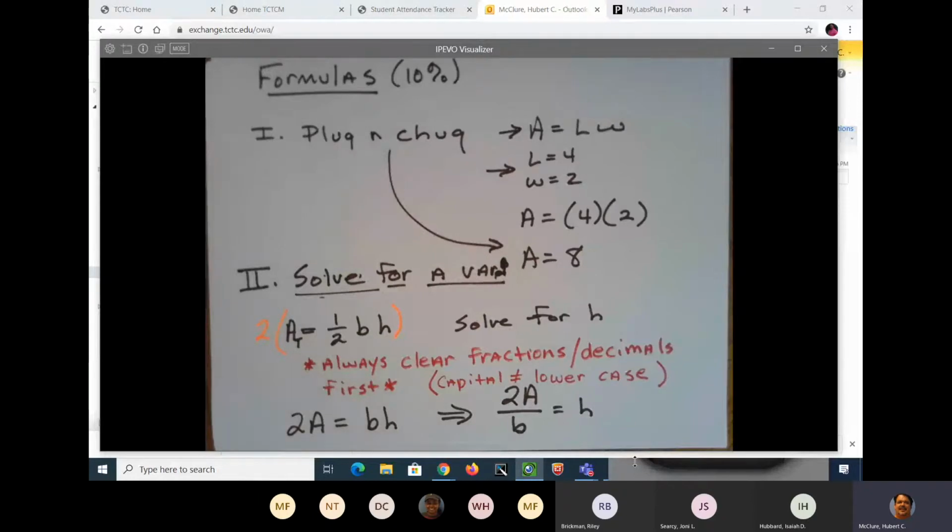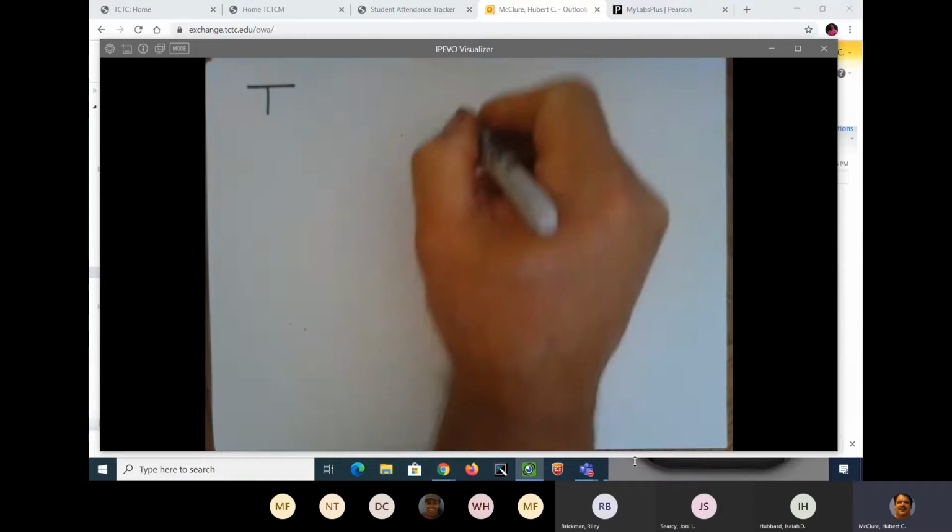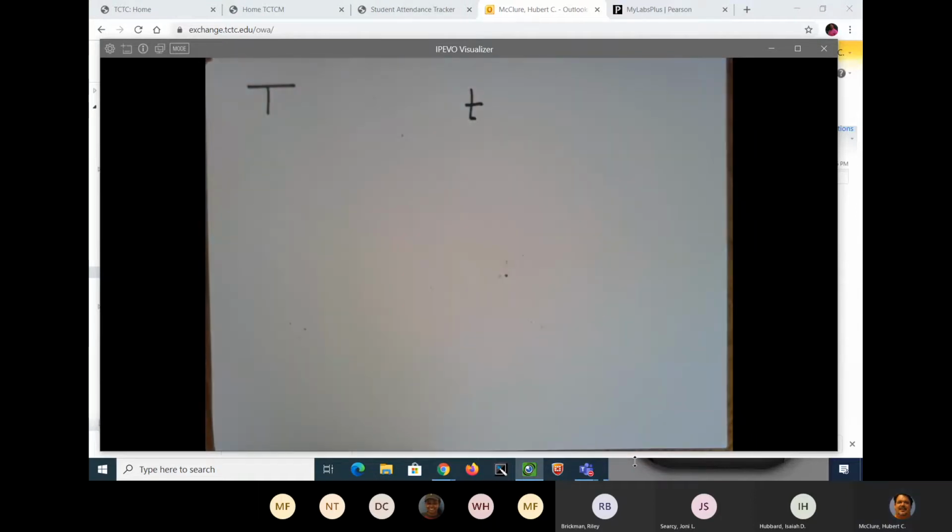Science, somebody tell me, I'm going to give you an example. In science, you're going to use this guy and you're going to use this guy. Can anybody tell me what the big T stands for in science? Anybody? Come on, give me a guess.